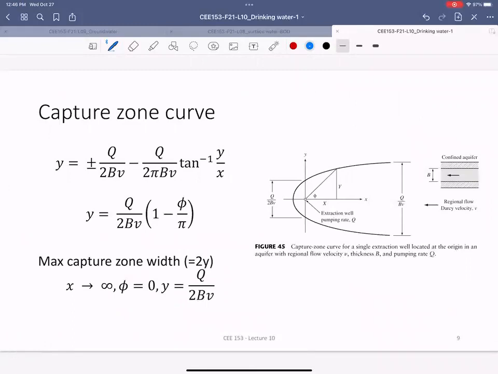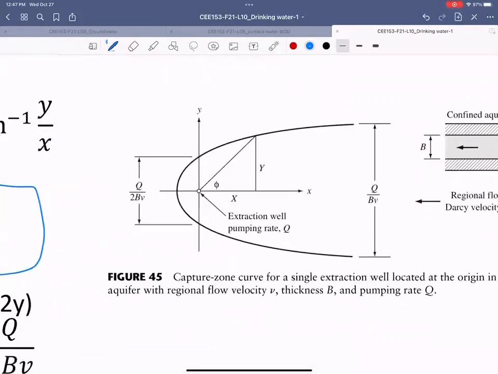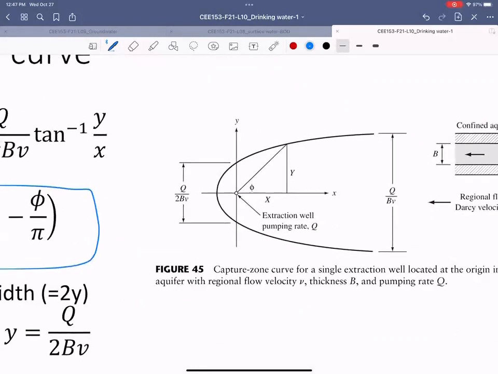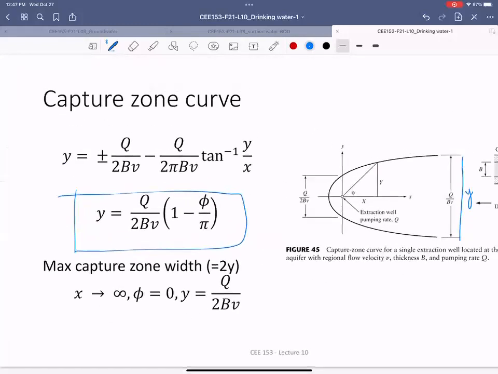Now, the last thing you have to remember about the capture zone, as I said, is that the number of wells will determine the width of the capture zone. So if somebody asks what's the net width of the capture zone, you will use these equations. Here, y is the width of the capture zone. That is basically this value, Q divided by 2 beta. This is for a confined aquifer.